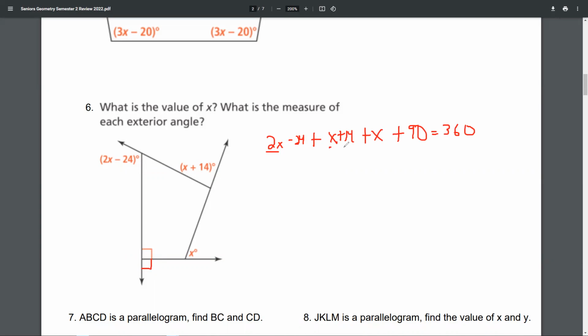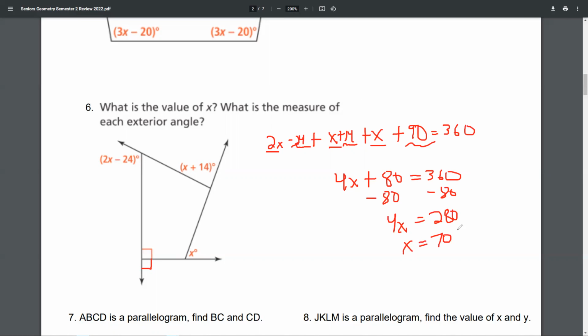Combine like terms, we have 4x. We have minus 24 plus 14, that's negative 10, plus 90 is plus 80. That equals 360. Okay, subtract 80 from both sides. And we get 4x equals 280. And then divide by 4 and we get x equals 70. Okay, that's the value of x.